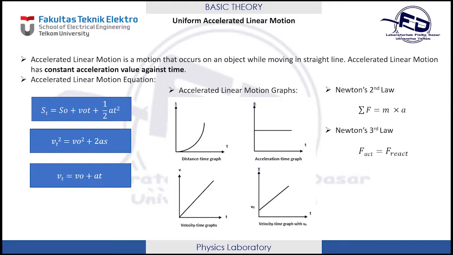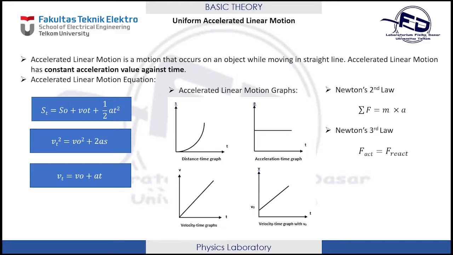And the other two are velocity time graphs. We can see that the velocity increases constantly with time. This is due to the acceleration value that doesn't change. The difference between the two graphs is that one of them has the value of vo, or initial velocity, which means that the object doesn't start from rest but is already in a state of motion which is then accelerated.